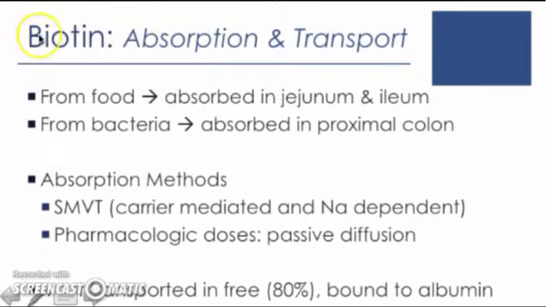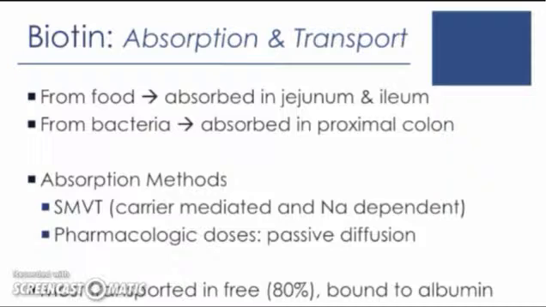So once we are able to fully digest biotin to the free form, we have the absorption of biotin. Biotin from food sources will be absorbed further down in the small intestine, so in the jejunum and the ileum. Biotin synthesized by gut bacteria in the large intestine will be absorbed in the proximal colon. So in terms of our relevant dietary or exogenous sources of biotin, the bacteria is going to make up a small proportion of that. Most of the biotin that we will be absorbing will be from food sources.